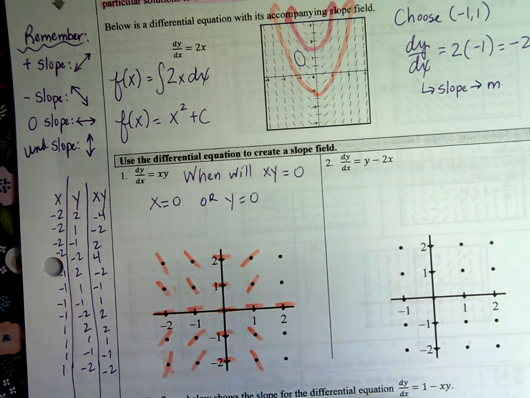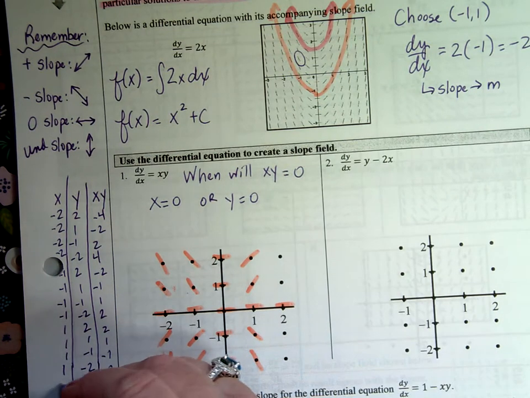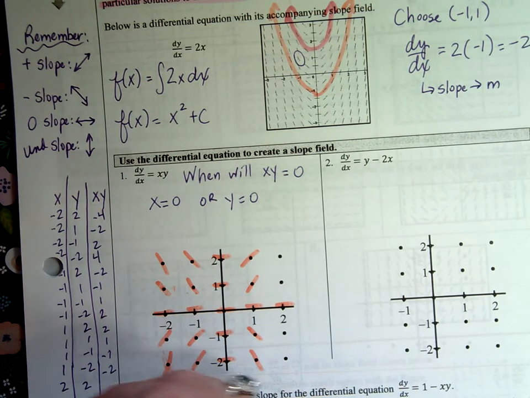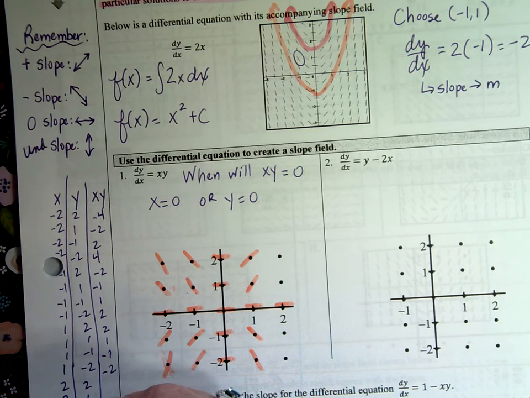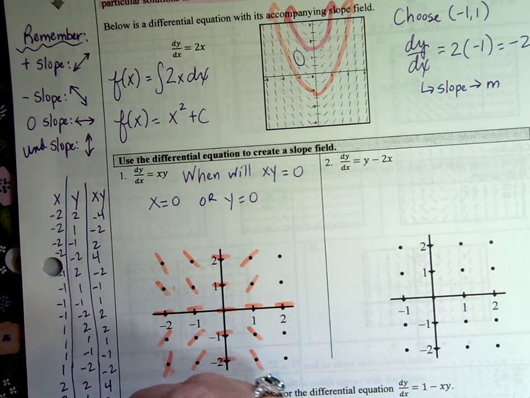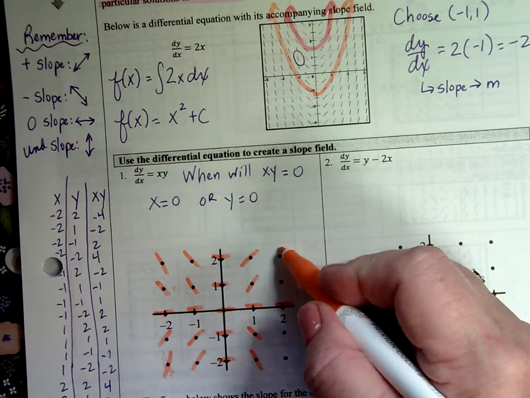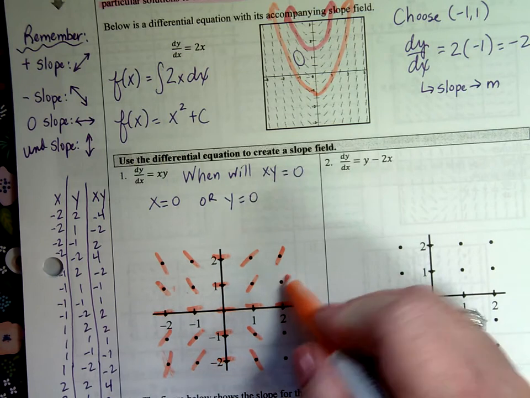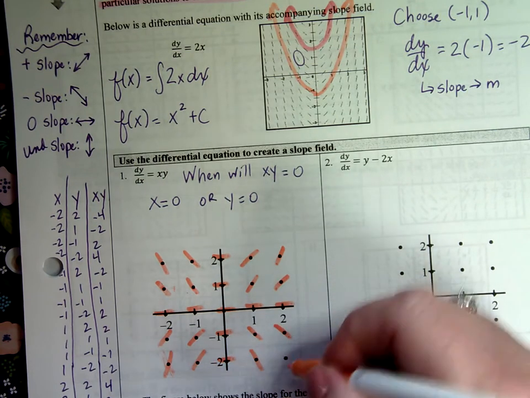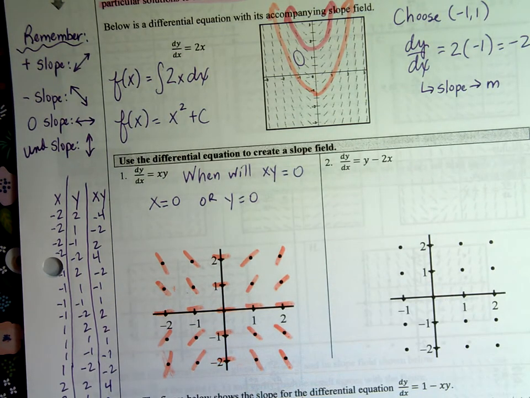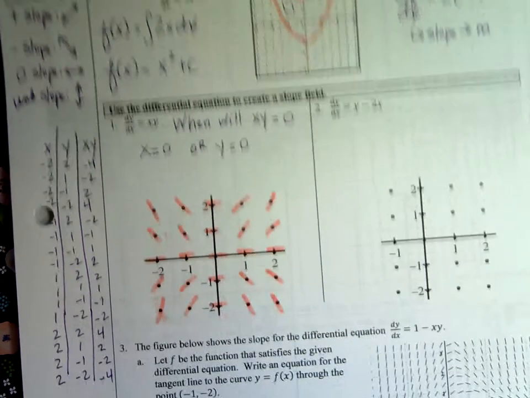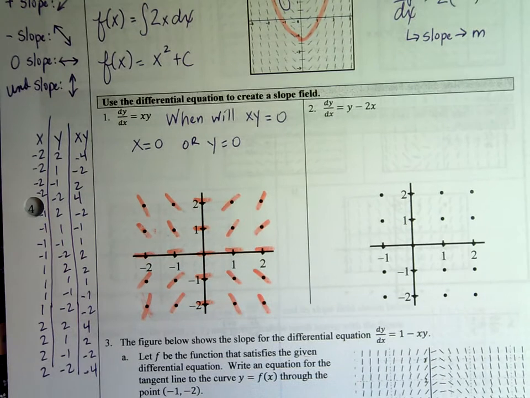Last ones. When x is 2, I've got 2, 2. I've got 2, 1. I've got 2, negative 1, and 2, negative 2. 4, 2, negative 2, negative 4. And so I am putting these on here pretty steep. Not as steep. Negative and negative steep. There's the slope field. And again, they're approximations. You're not going to be perfect with it, but that's what you got.